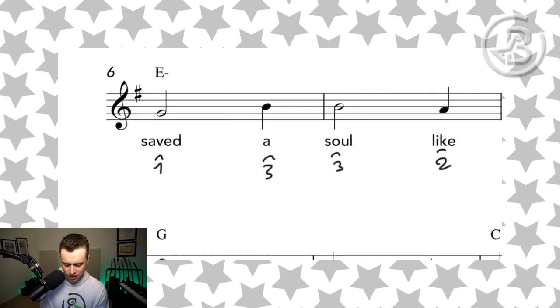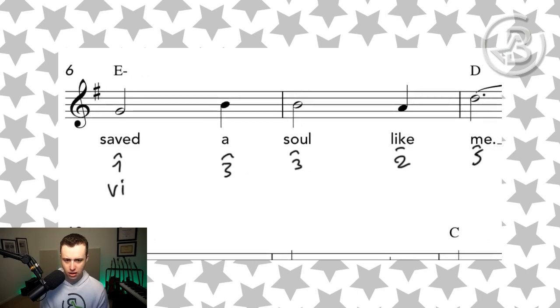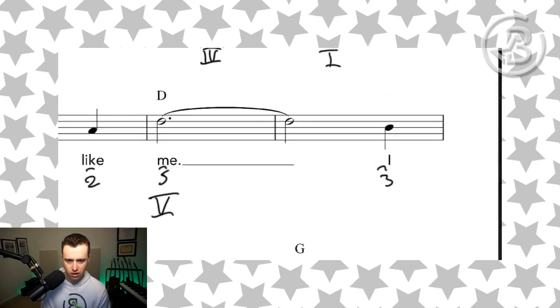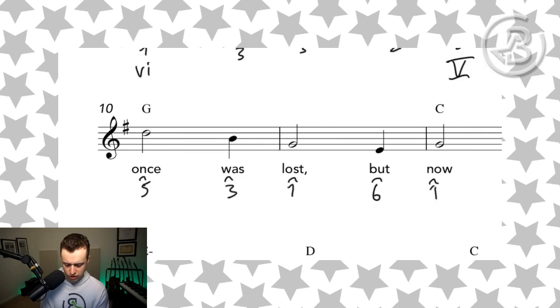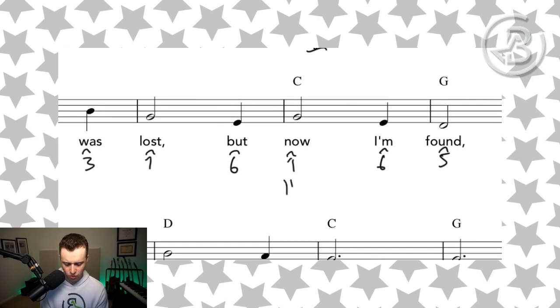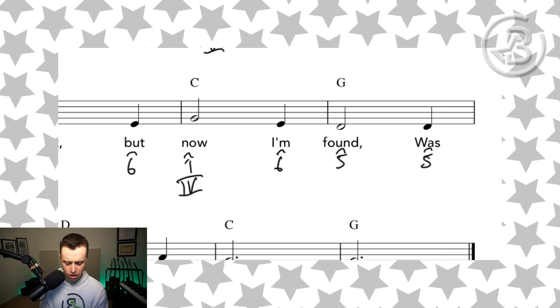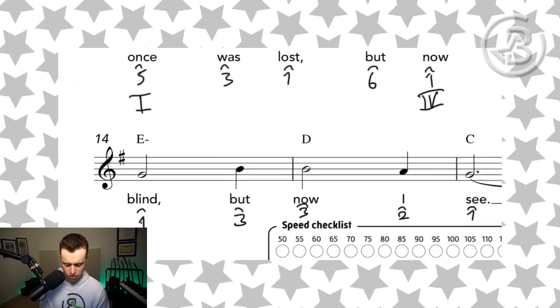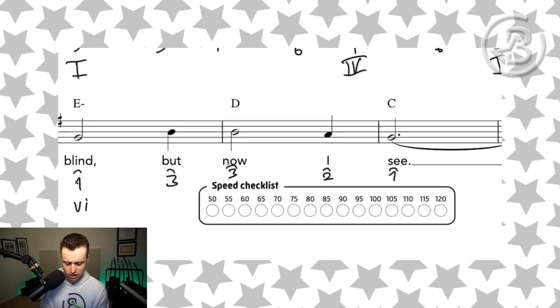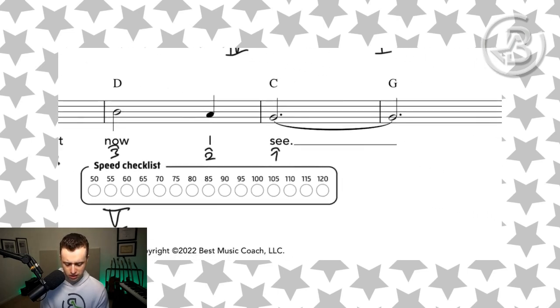Next chord is E minor. That's going to be 6. D is 5. G is 1. C is 4. G is 1. E minor is 6. D is 5. C is 4. And G is 1.